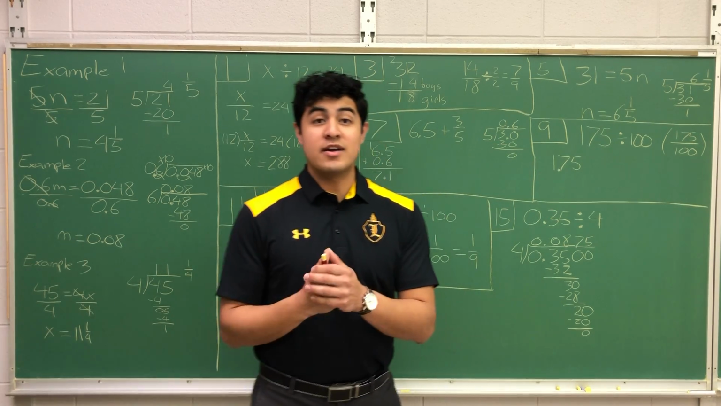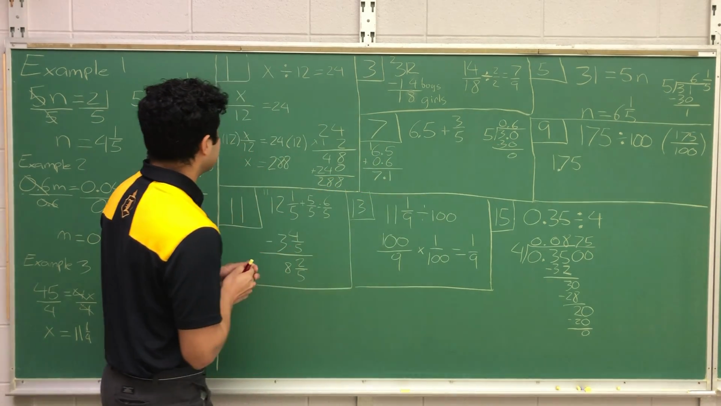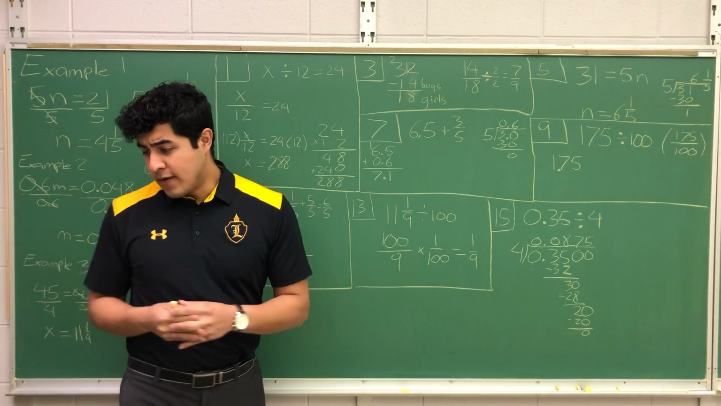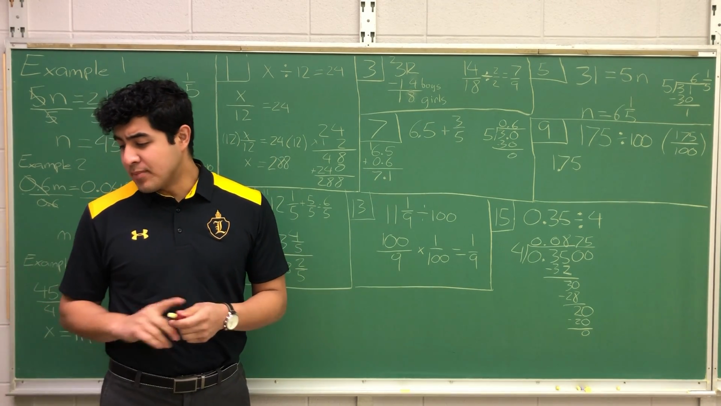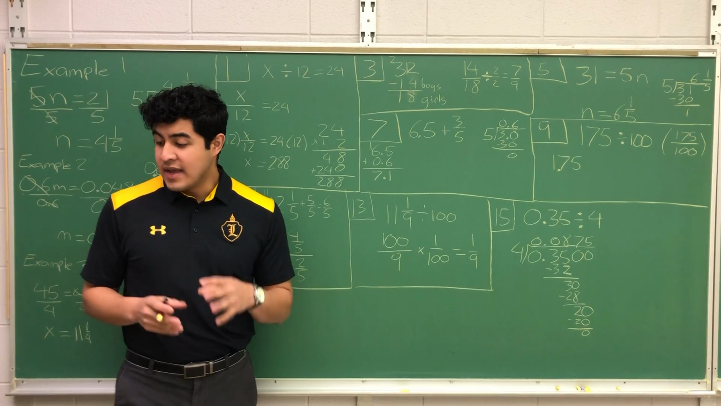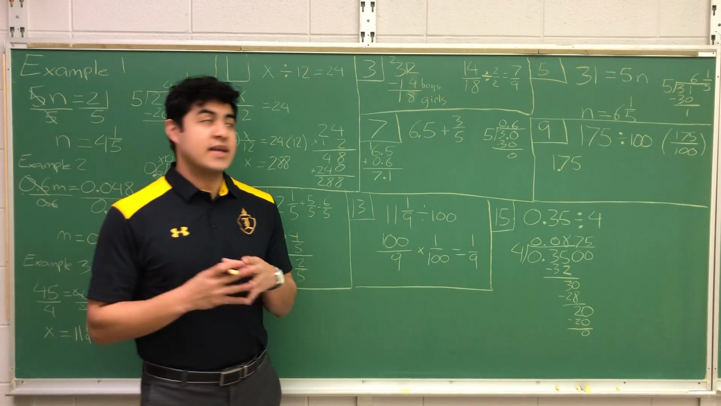So let's go ahead and do the odd numbers for problems 1 through 15. All right, we'll jump right in. Number 1 is a word problem. If the divisor is 12 and the quotient is 24, what is the dividend?